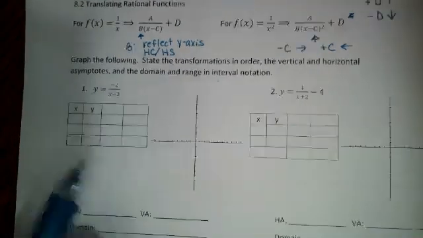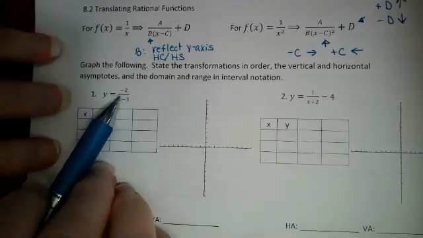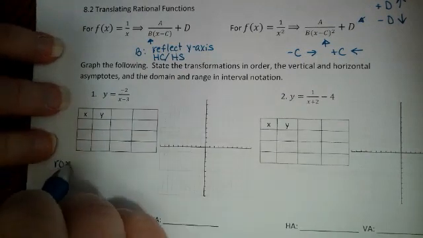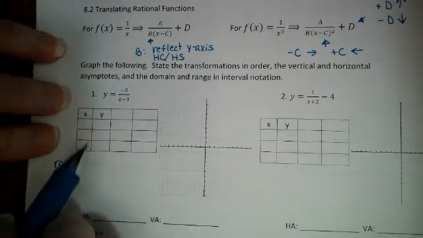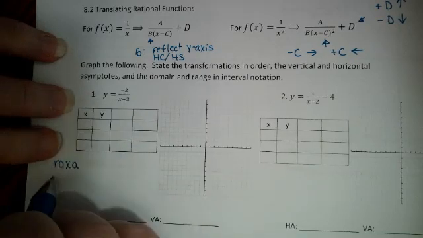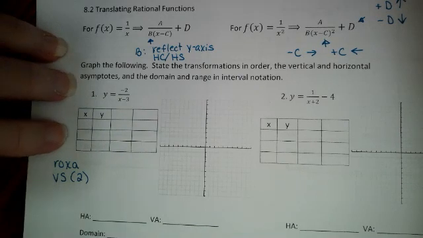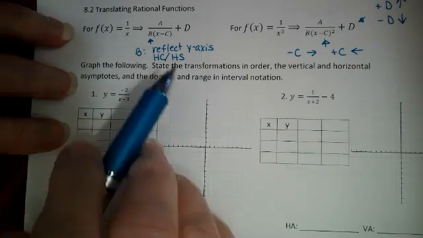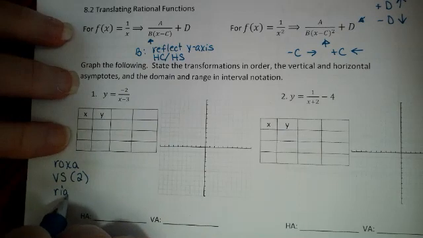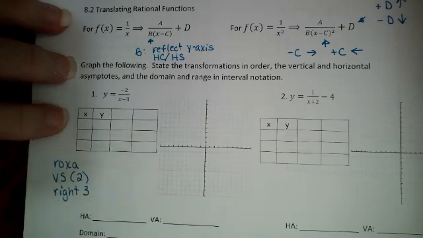So here we go. If I look here, remember first come reflections. I see a reflection over the x-axis, so write that, roxa. And then are there any dilations? I see a 2, so that's a vertical stretch by 2. And then my translations, x minus 3 is to the right 3 spaces. So those are the transformations that are happening.